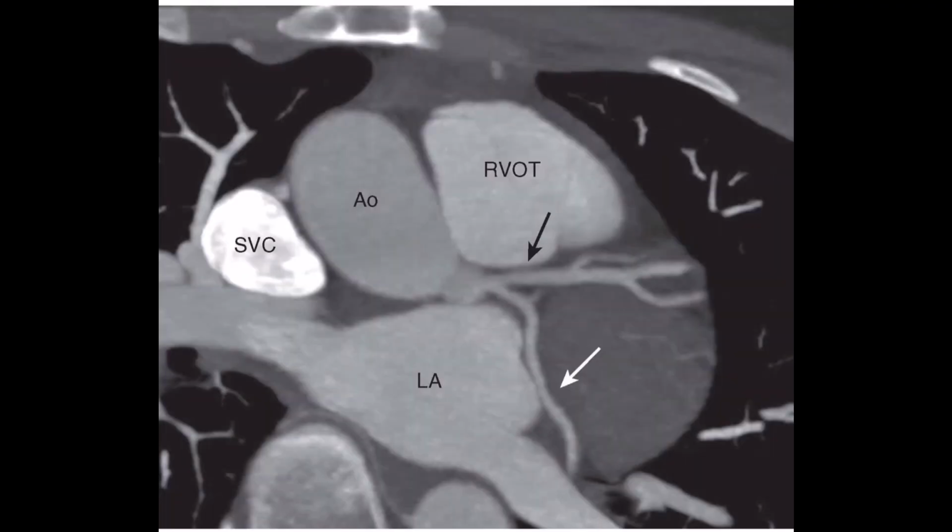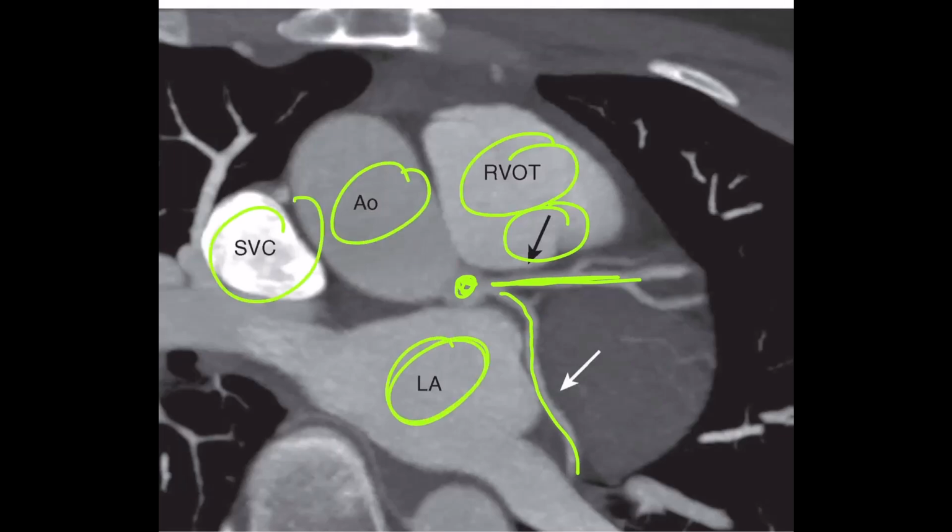So this concludes the initial introduction. After this slide, which talks about the left coronary artery. So this is the left coronary artery, and it divides immediately to the LAD, which is this black arrow, and the circumflex here, which is this white arrow. And again, SVC, aorta, RVOT, and left atrium.